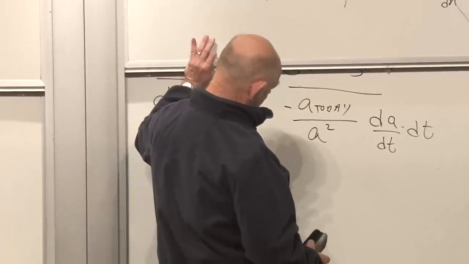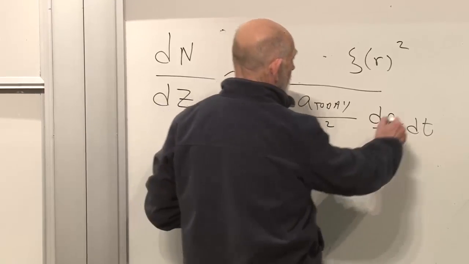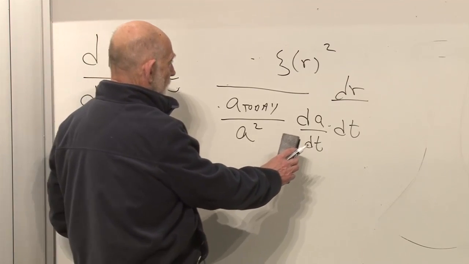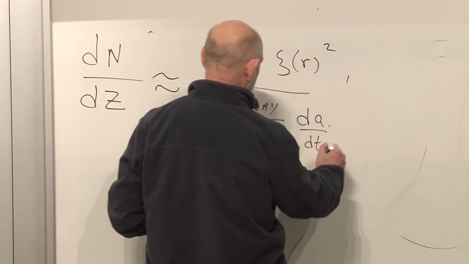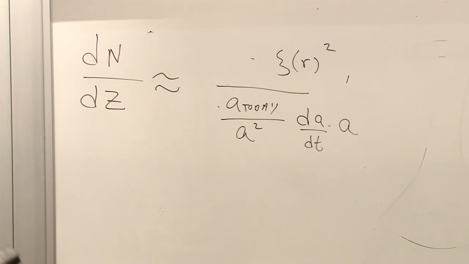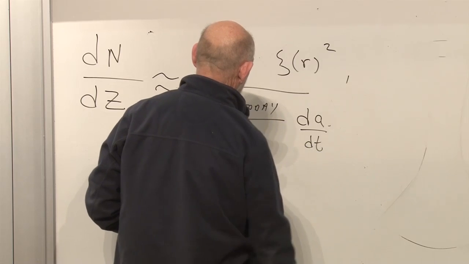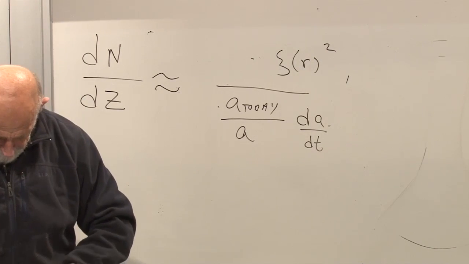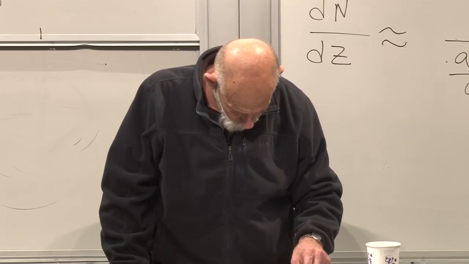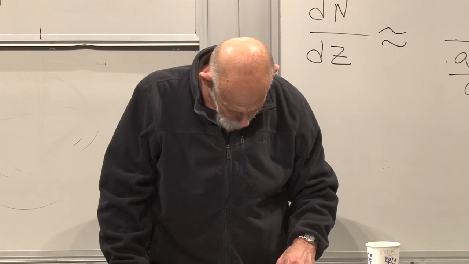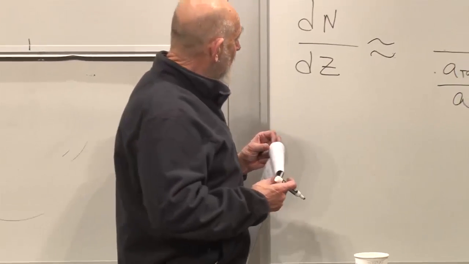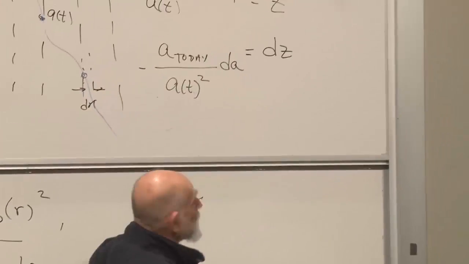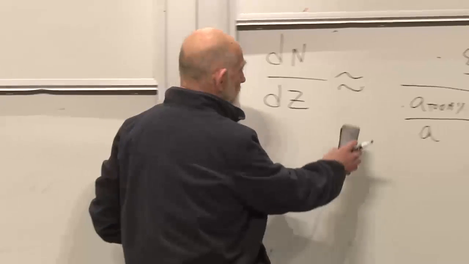So dA, let's see, let's put dr by dt. And dr by dt is minus 1 over A, so that gets rid of the minus sign and gives us another A downstairs. Good. The A's cancel. This A cancels this A. I don't like it. It's not what I have in my notes. Yes, it is. What's A today over A? Z plus 1. Okay, so A today over A is Z plus 1.